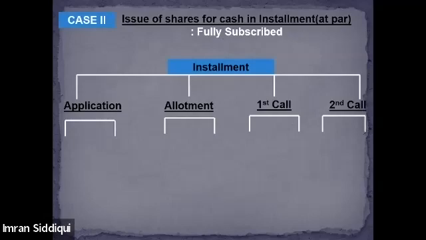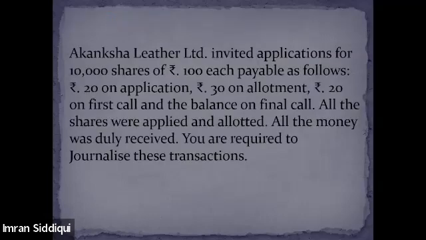For example, if a company has decided to raise the fund in four installments, the first installment will be called the application, the second installment will be called allotment, the third installment will be called the first call, and the last will be called the second or final call. All right, so to understand this concept, let's discuss the third question.